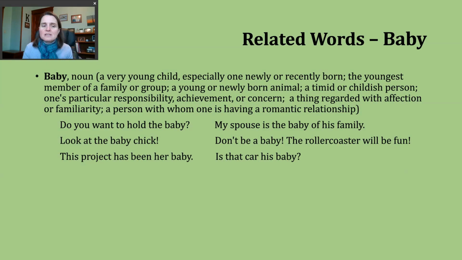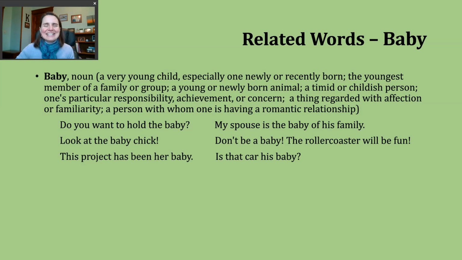A fifth way to use the noun baby refers to one's particular responsibility, an achievement, or a concern. So an example of this: the project has been her baby. So could be a responsibility, a concern, but something maybe this person has been overseeing and trying to see to completion.